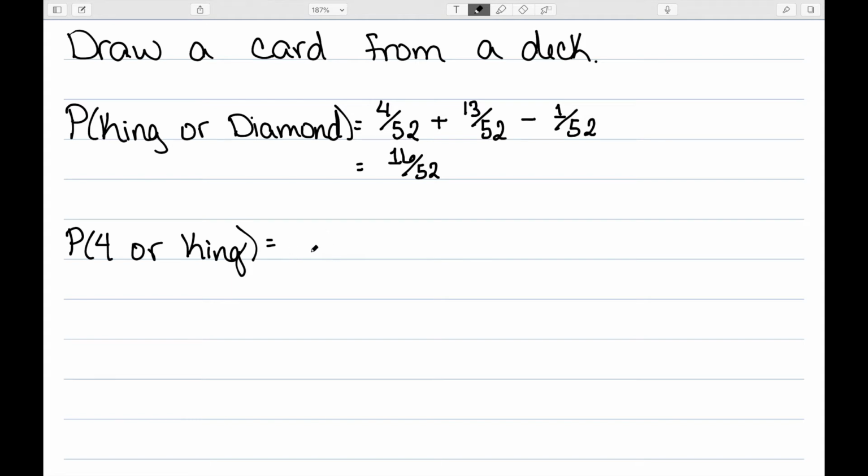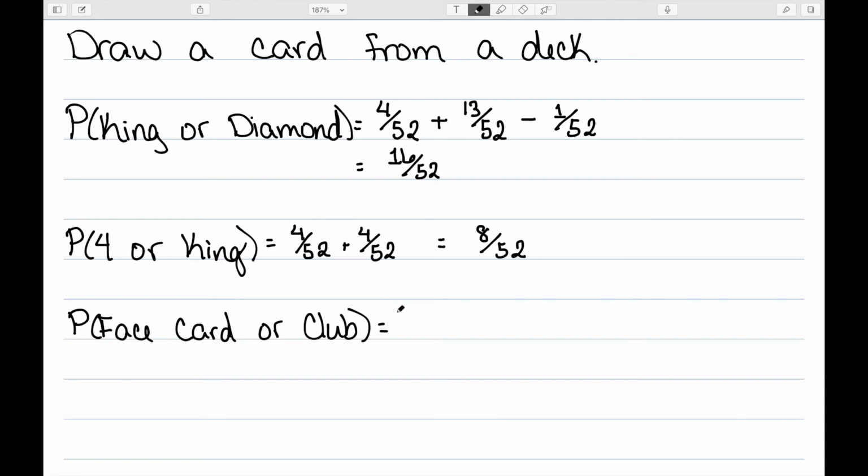Next, let's look at the probability of drawing a 4 or a king. There are 4 4s in a deck of 52 and 4 kings. And these are mutually exclusive events. They do not share anything in common, so I don't need to subtract anything out. And we just have 8 out of 52.